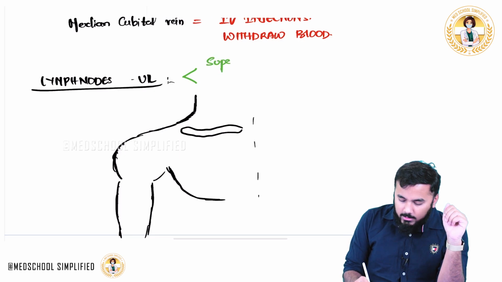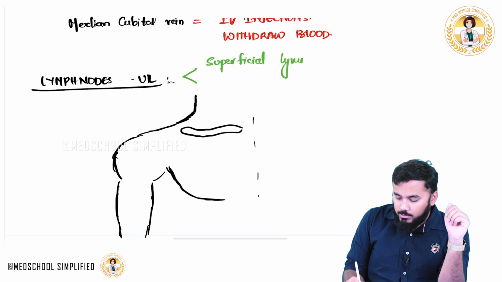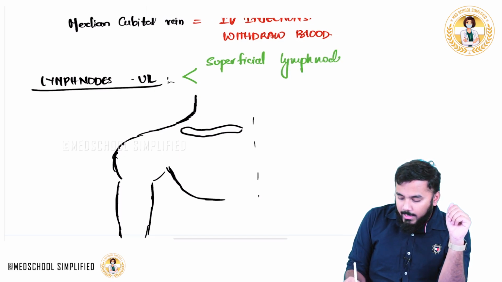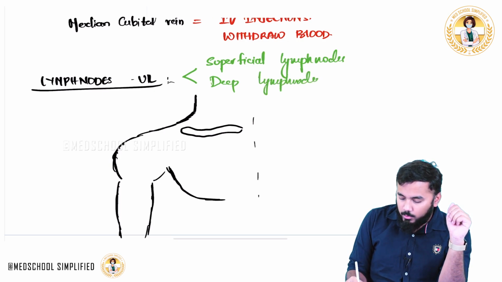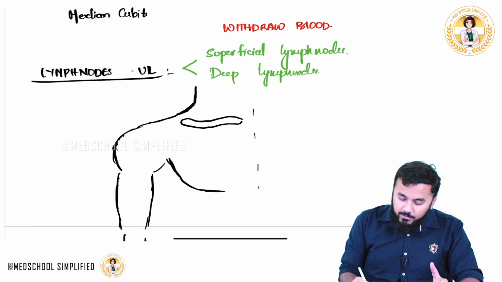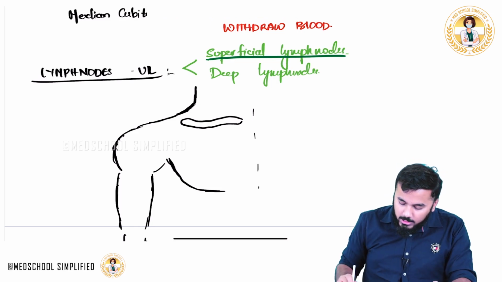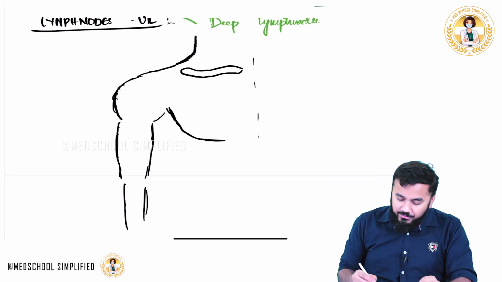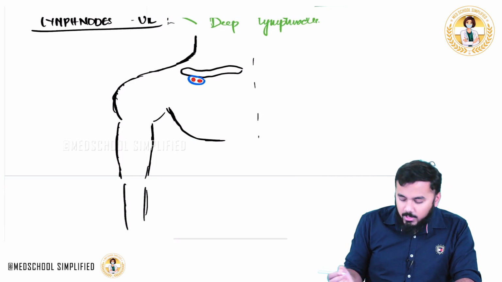Okay, we have got the superficial lymph nodes as well as the deep lymph nodes. Now first of all we will discuss the superficial lymph nodes. Coming to the superficial lymph nodes, you have got two superficial lymph nodes just below your clavicle.